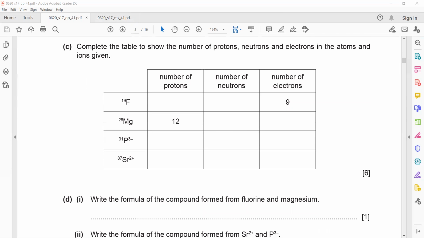Complete the table. You can use screen annotation to complete this table.